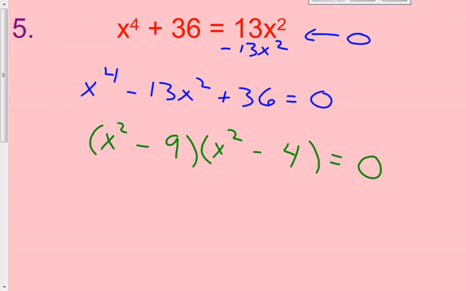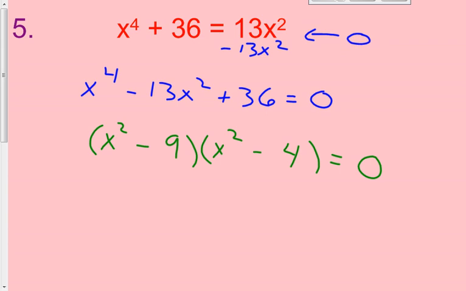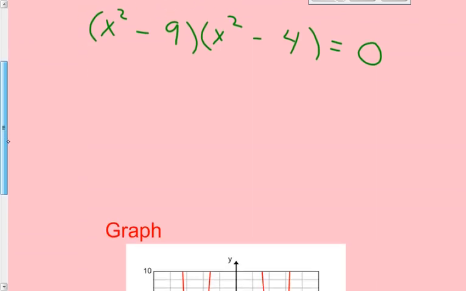So here we have, foiling back, x to the 4th minus 4x squared minus 9x squared gives us our negative 13x squared. And then our last term, a negative 9 times a negative 4. There's our positive 36. So we have successfully factored our trinomial. Now that we've done that, we see, can we factor any further?